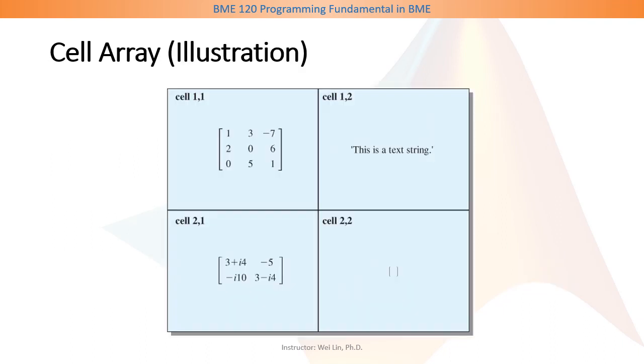This is an illustration of a cell array, and this is a two-dimensional cell array. The first row has two elements. One is a two-dimensional array of numerical values, and the second is a string. On the bottom row, the first is a complex array, and the second element is an empty array. Just keep in mind that the cell array does not store the values. It stores pointers to the values.